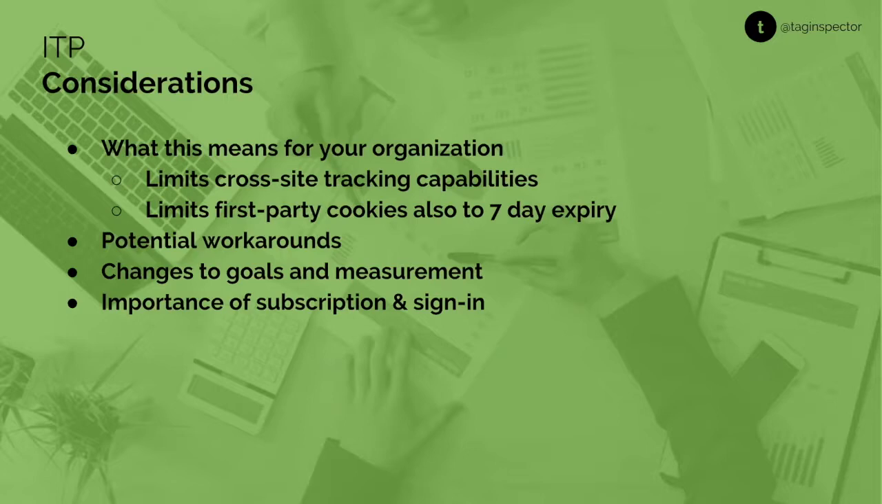So there are going to be a lot of implications here for your organization. Again, it's going to limit cross-site tracking capabilities, already very limited, but that's going to have an impact on some of the different technology vendors that you might be working with. I would ask what people are doing to combat this, just to make sure that you get the same level of service and can maintain the same expectations for those different marketing technology platforms. It's also going to limit first-party cookies to the 7-day expiry. There are some potential workarounds being thrown around, such as using local storage and some other approaches. But for all of those, we're only delaying the inevitable.